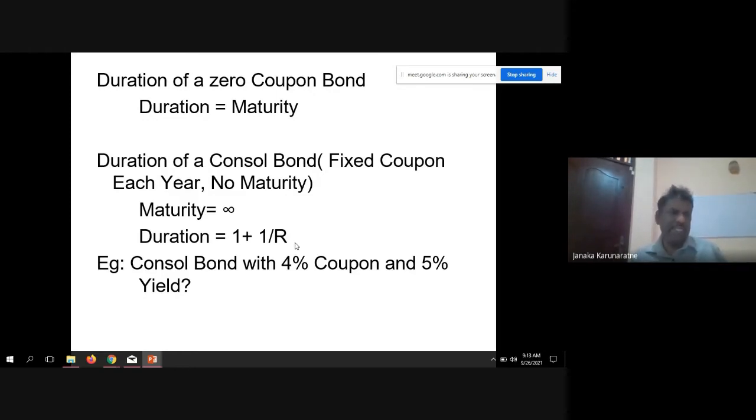Sometimes you have seen certain companies issue preference shares because they get a preferential right over the ordinary shareholders. So it's a fixed coupon at the end of each year, no maturity. So it's something like non-cumulative, non-redeemable preference shares, right? Okay.